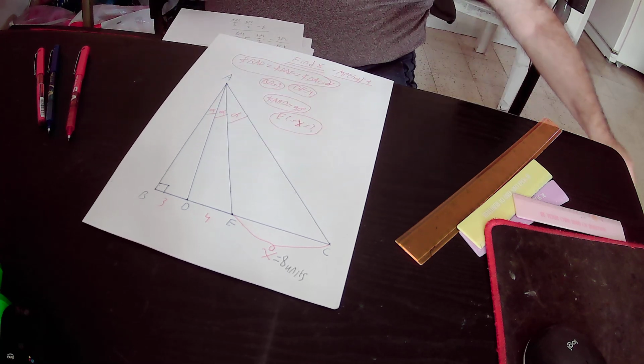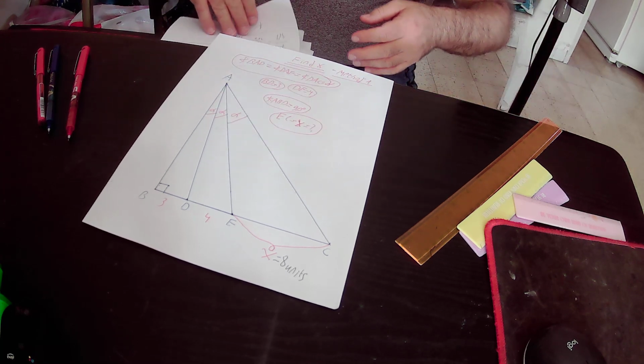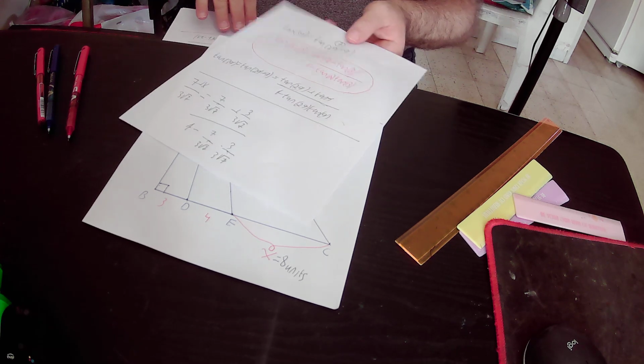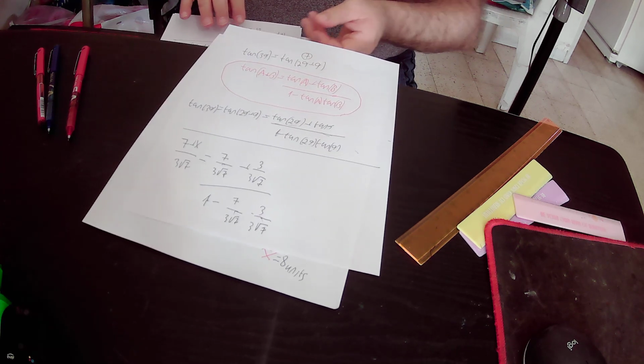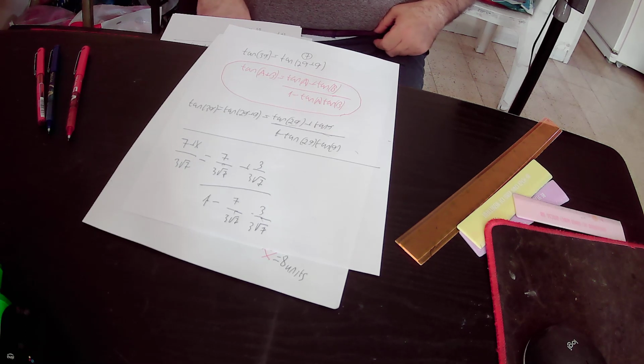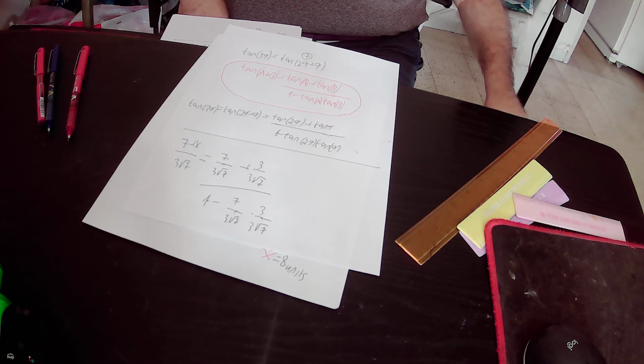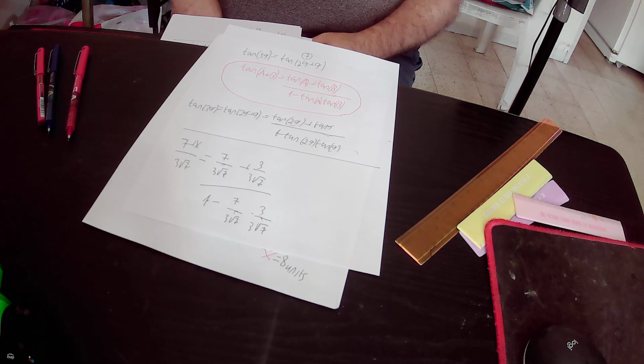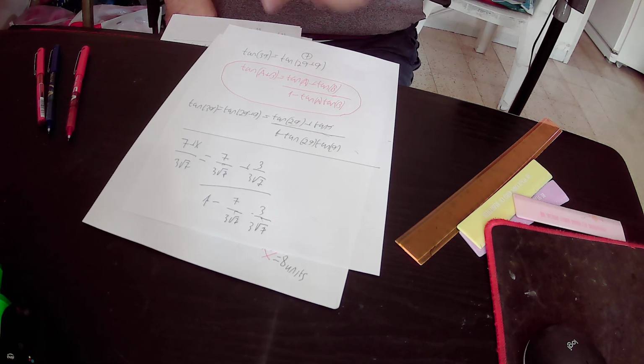And we also know that tangent 3 alpha equals tangent of 2 alpha plus alpha. And in order to find out the value of tangent of 2 alpha plus alpha, I presented to you a new trigonometric identity. The trigonometric identity is tangent of A plus B equals tangent A plus tangent B over 1 minus tangent A times tangent B.